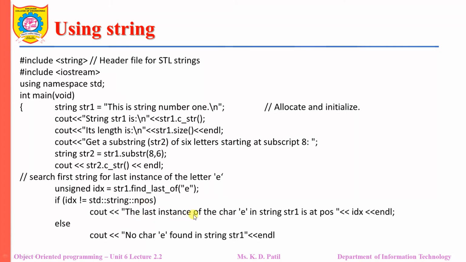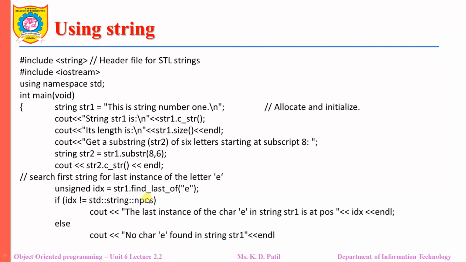I will get the last instance of the character E, and I will get the position of that respective E from string 1. So here if I observe string 1, it has a last character E. Then I will get the position of that E and it will be printed on the screen.